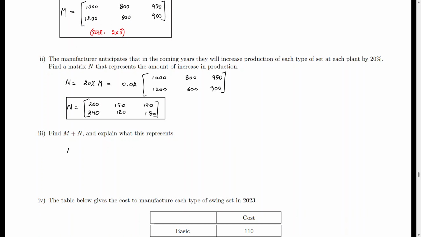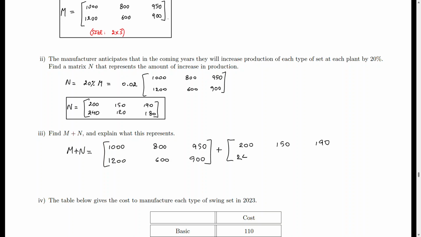So next in part 3, they want me to find M plus N. So what's this going to be? This represents the number of swings that the playground company will manufacture after the 20% increase. So how much the total is going to be after the increase has happened, considering that we already had 1,000 and so on and so forth. So in this case, I'm just going to take matrix M, which was 1,000, 800, 950, and then 1,200, 600, and 900, and add it to the matrix N, which we just found ourselves, which had the numbers 200, 160, 190, and 240, 120, 180.